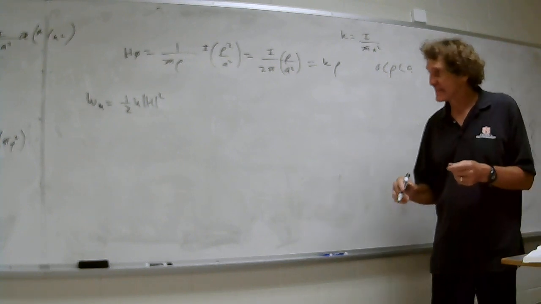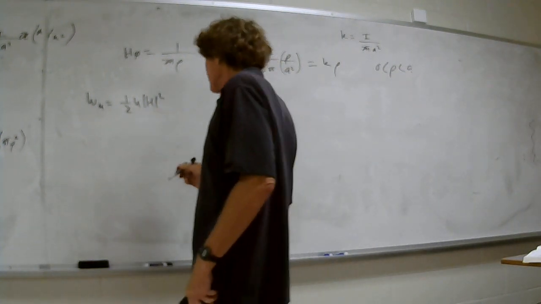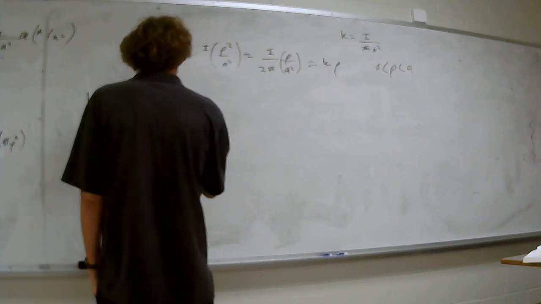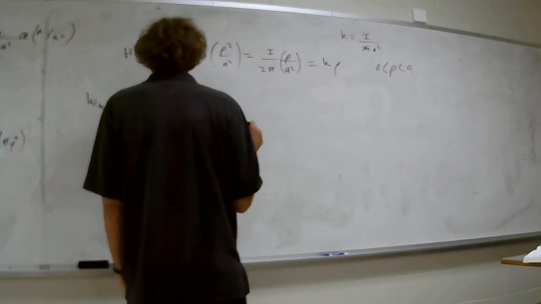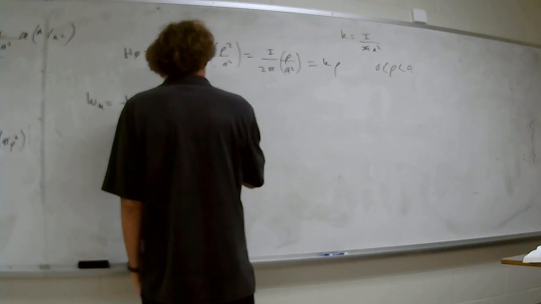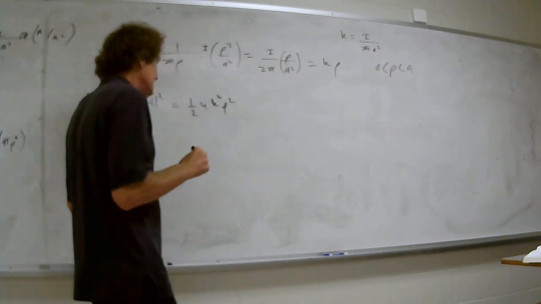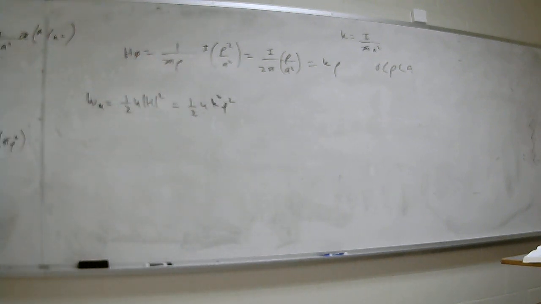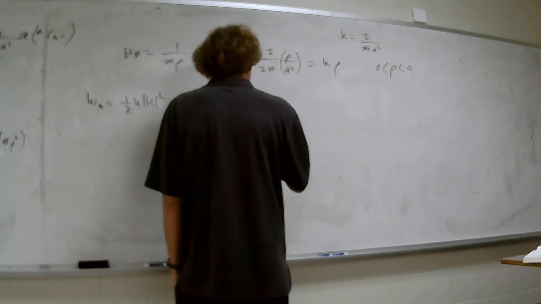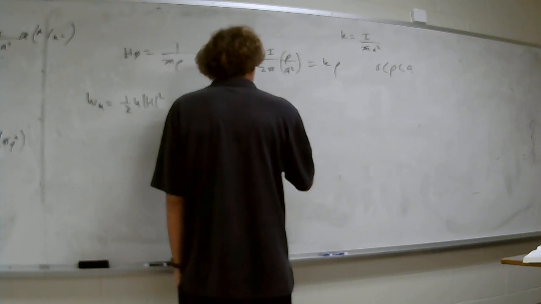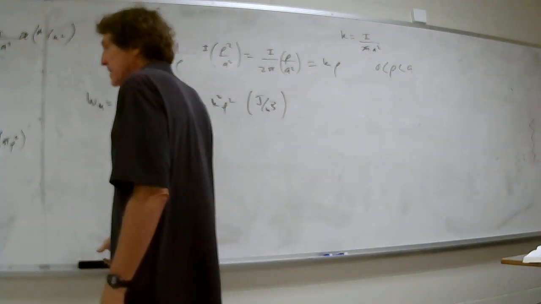All right, what happens next? Now we go on to see what this is. Well, this is equal to what? One half mu. What's H? H is k rho. So it's k squared rho squared. That's the energy density. Do you agree with that? And that would be in joules per meter cubed, if you want to keep track of that. Y'all with me on that?